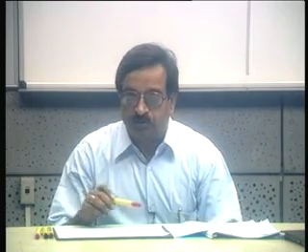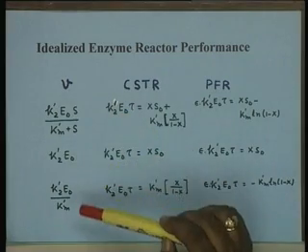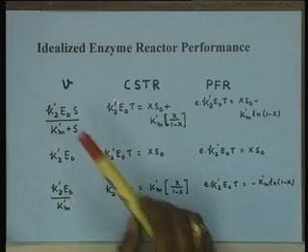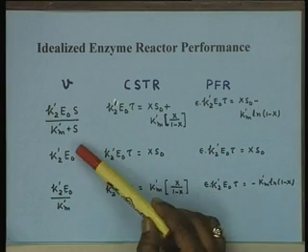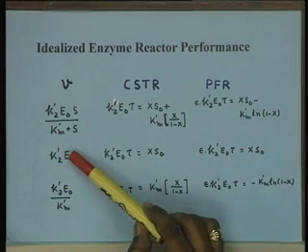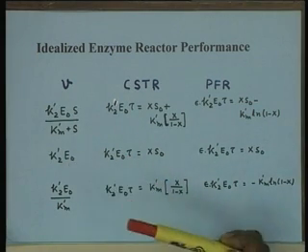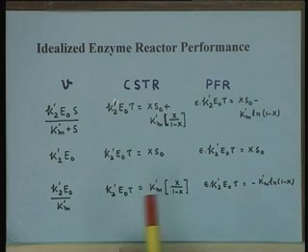And here I have given a summary of the reactor performance equations for CSTR and PFR under 3 different kinetic regimes. The first line indicates the reactor performance with respect to Michaelis-Menten kinetics, and the second refers to when the reactor performance is in the 0 order regime, that means when substrate concentration is much higher than the Km value, and the third line is in the first order regime when the substrate concentration is less than the Km value.